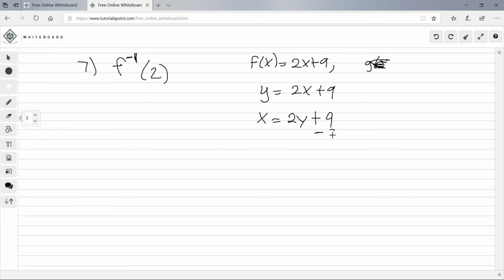Then we solve for y. So I'm going to subtract 9 from both sides. So we have x minus 9 equals 2y. And then divide by 2. So y equals x minus 9 over 2. This is the inverse, so we call that f to the negative 1. So f inverse is this, x minus 9 over 2. But we've got to plug in 2 into that function.